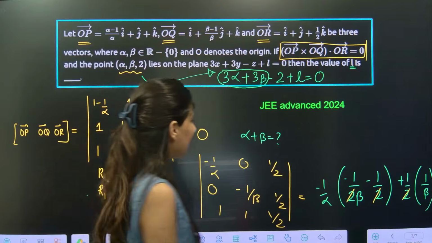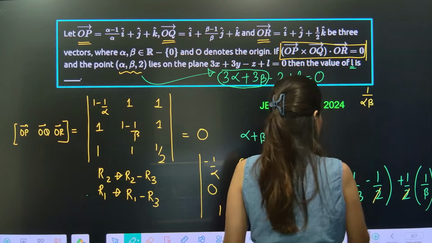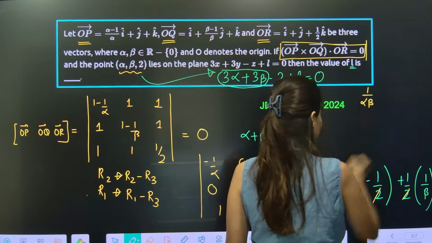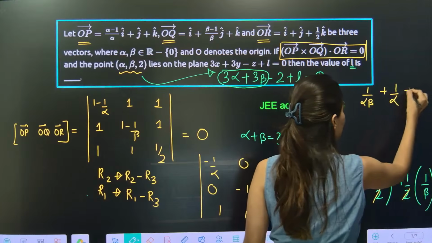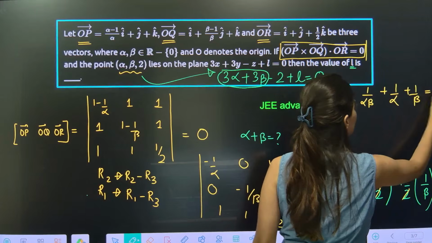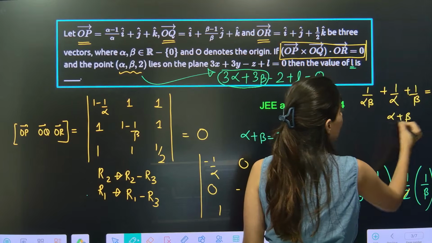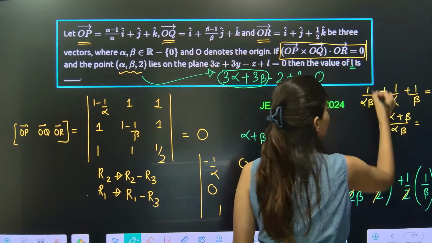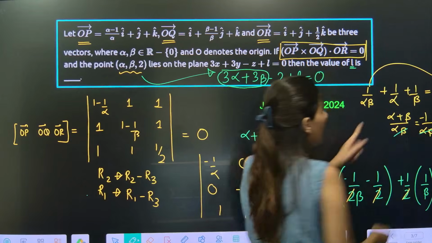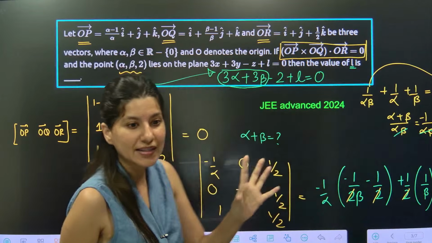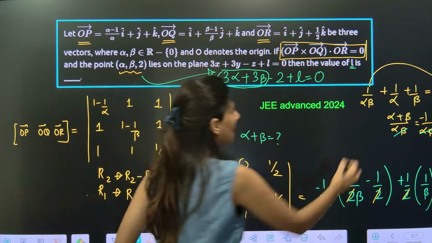That is one thing. Now, if I multiply, what do I get? 1 by alpha beta. If I multiply further, so this is minus minus, again plus. So, plus 1 by alpha, and this is plus 1 by beta is equal to 0. If you take LCM, it is going to be alpha plus beta upon alpha beta, and shift this towards the right hand side, 1 by alpha beta negative. So alpha plus beta is coming out as minus 1.